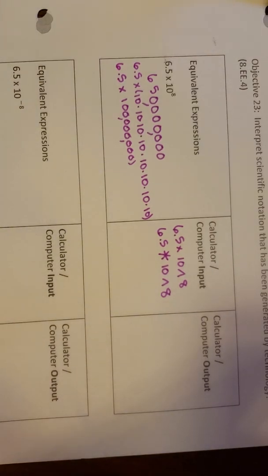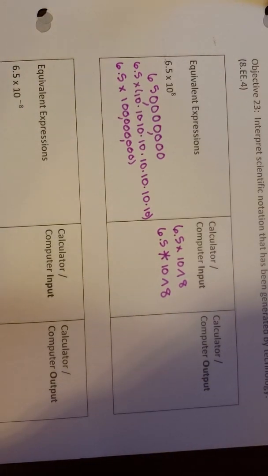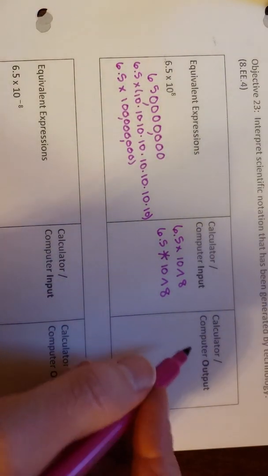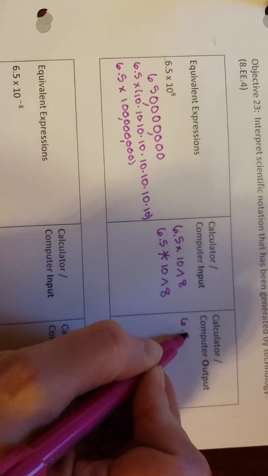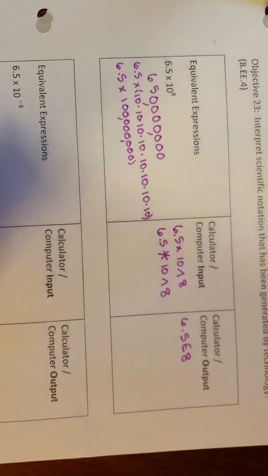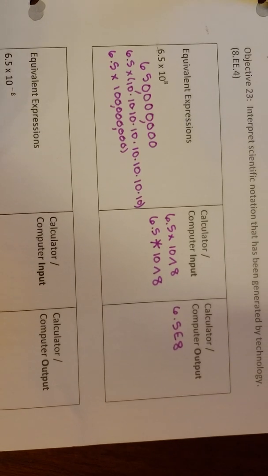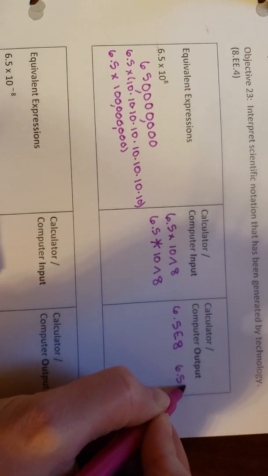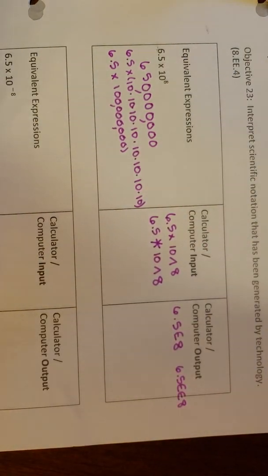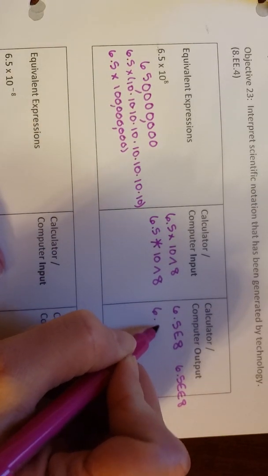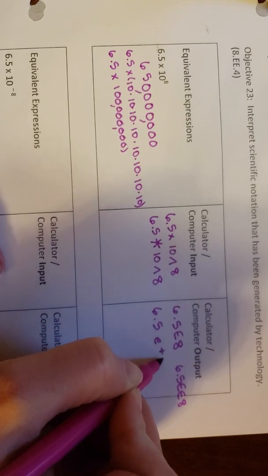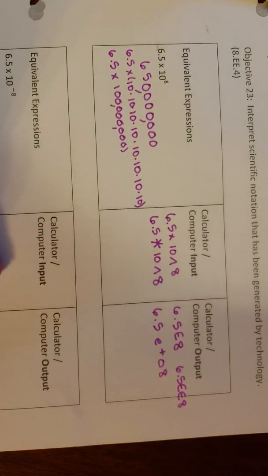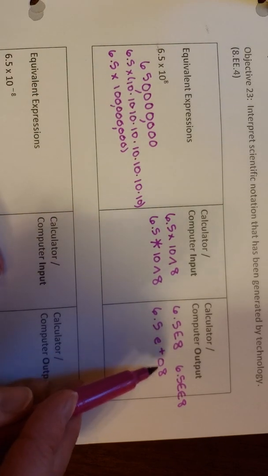Now, sometimes you will get an output on your calculator or computer, and you'll need to know what that means. Sometimes you might see 6.5 E8. Remember, E means times 10. So 6.5 times 10 to the power of 8. Or sometimes you'll see 6.5 e8, but you know that those E's mean times 10. Some calculators will say 6.5 and a little e, something like that, so that means a positive exponent of 8.